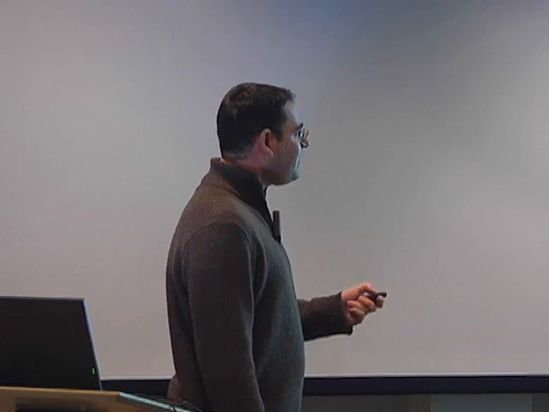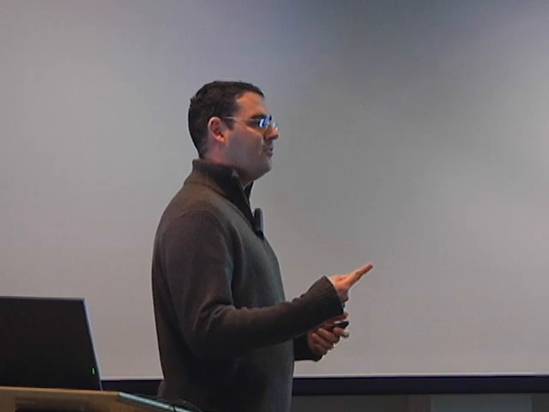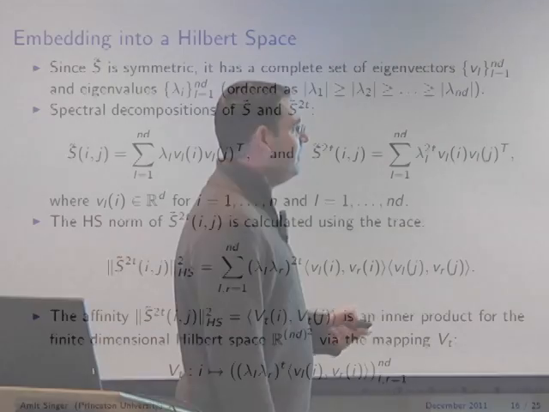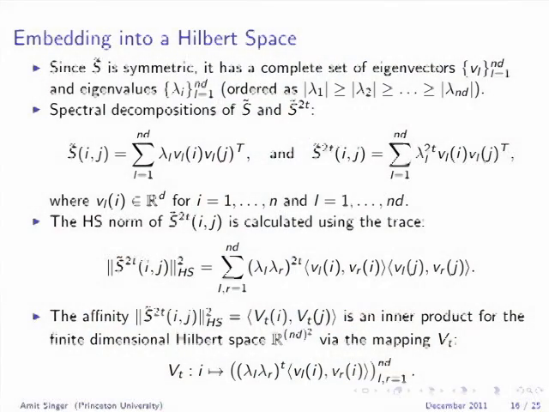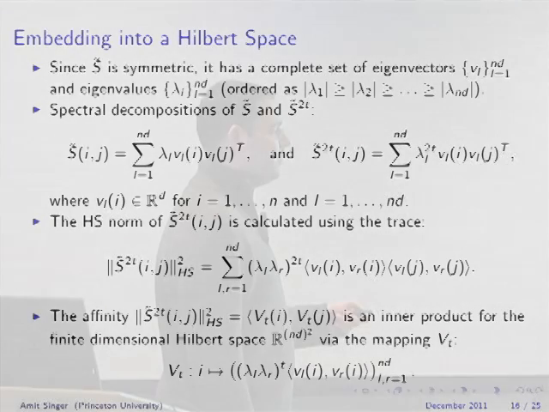And so think of v_l(i) as the realization of the l-th eigenvector in tangent plane number i. So it's just a d-dimensional vector. Now we want to compute this Hilbert-Schmidt norm squared, so I need to take this matrix, multiply it by its transpose, and take the trace. After multiplying by itself, I get a double sum, summing over l and r from 1 to nd. The eigenvalues are multiplied, and after taking the trace, you need to multiply these two inner products.